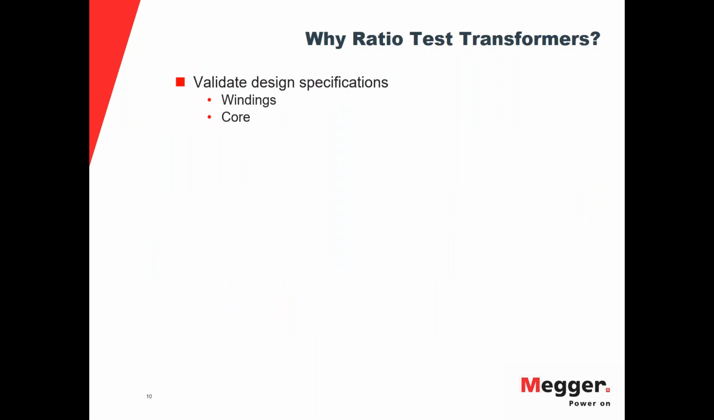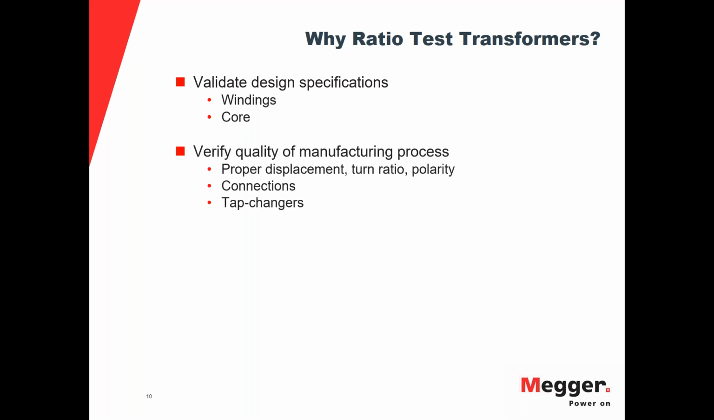So why do we want to do this test? Well, we want to verify that we have the correct specifications of the winding configuration, the way that the core was done, and to make sure that the core is still aligned with the windings so we don't get an offset on our ratio. We want to verify the quality of the manufacturing process. We want to make sure that it has the proper displacement that it should have based on the vector diagram, based on the IEC number.